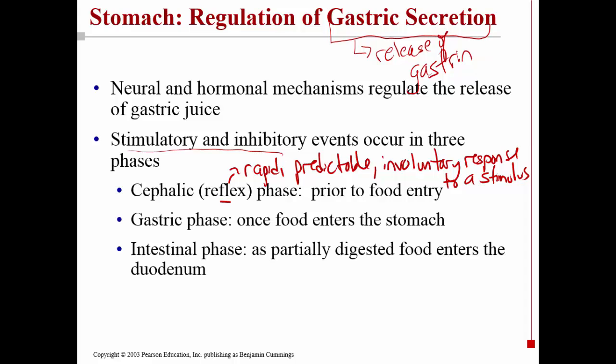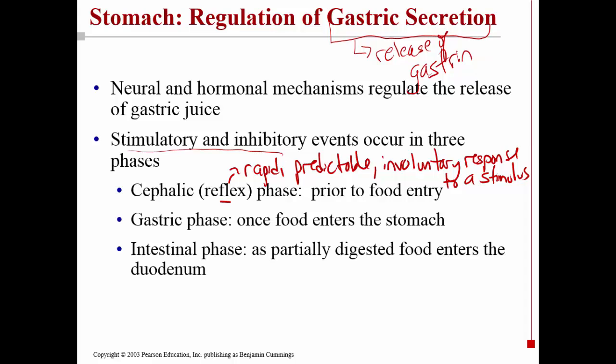So remember that reflexes have 5 major components. They have a receptor, a sensory neuron, the integration center, the motor neuron, and the effector. So the receptor is where the event that triggers the reflex occurs. And for the release of gastrin, there are 3 places that the trigger can occur.